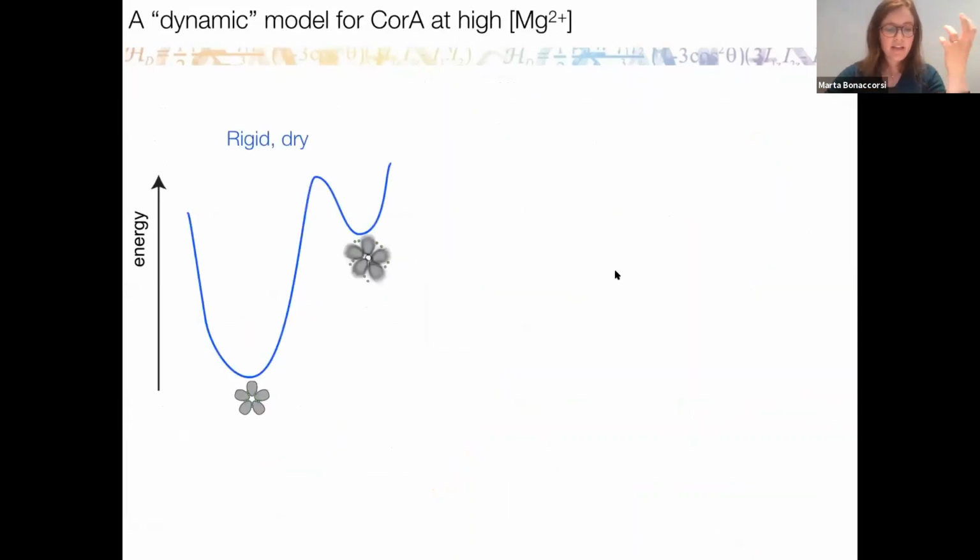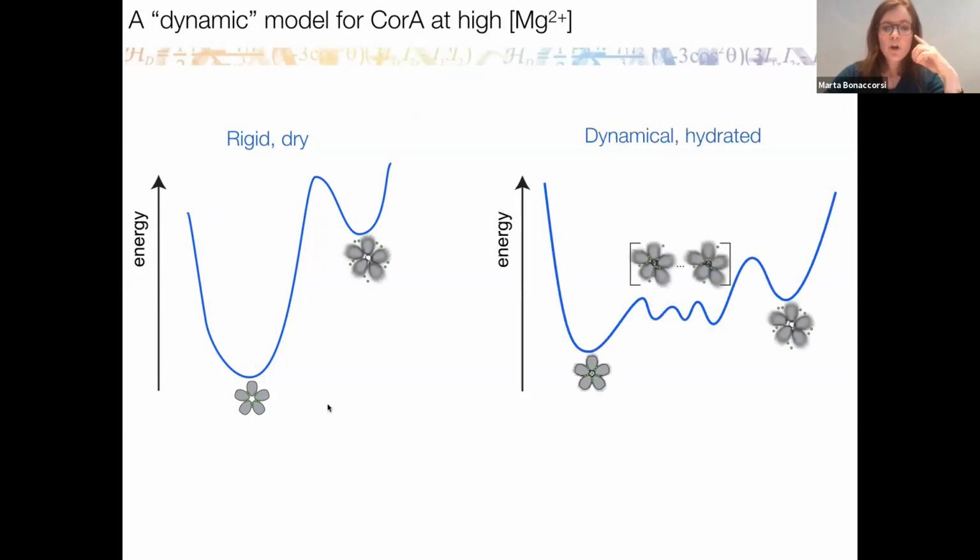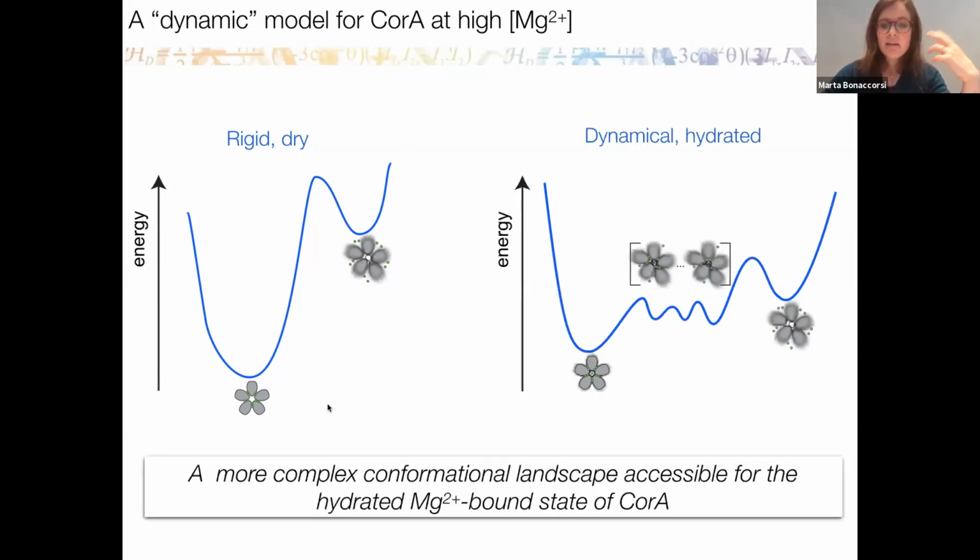So overall, with our investigation, we could move from an initial model in which we expect magnesium-bound core A to be very rigid and dry, to a more complex scenario where magnesium-bound core A is hydrated and can populate a more complex conformational landscape. And this is, as I say, our starting point, but this new scenario can better elucidate the gating mechanism and provide a new view to understand the way magnesium is gated through the channel.